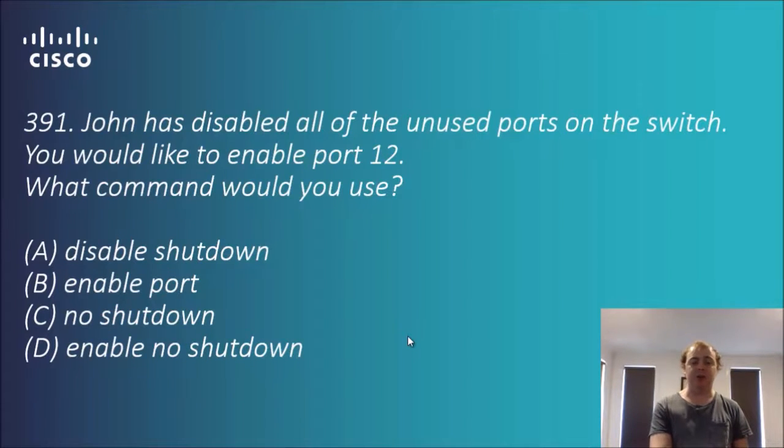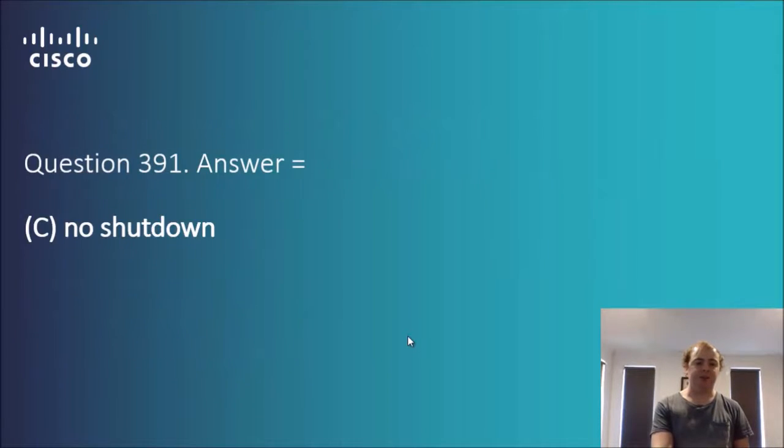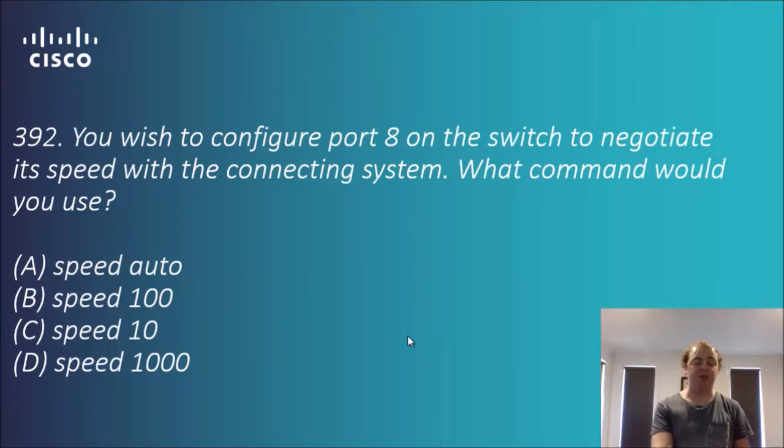391, John has disabled all the unused ports on the switch. You'd like to enable port 12. What command would you use? So we've got disable shutdown, enable port, no shutdown, enable no shutdown. Whenever you're wanting to disable a port, it's shutdown. So the opposite of that is C, no shutdown. So you'll find whenever ports are manually configured, generally no shutdown will be in the syntax when configuring an IP address and stuff.